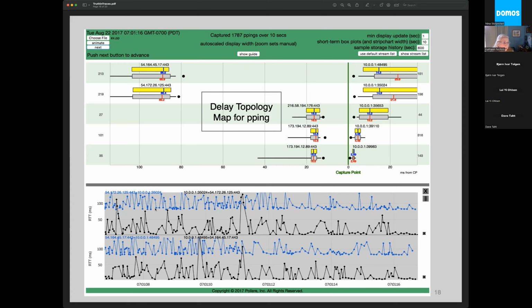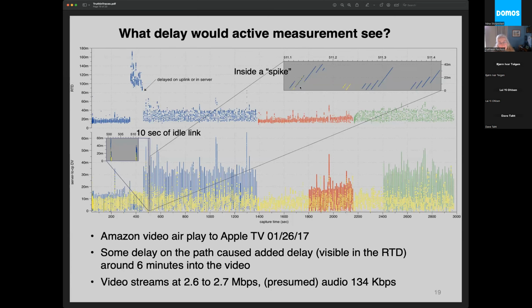And you can see here, you've got the round trip delay from the capture point. The upper one, of course, is going on the away side towards the server, and then the lower one is the more local side. A thing I want to leave you with, though, is, what delay do you think active measurement would see in this case?